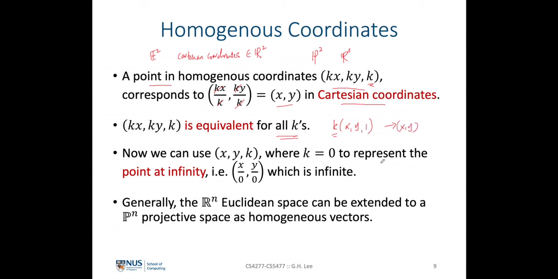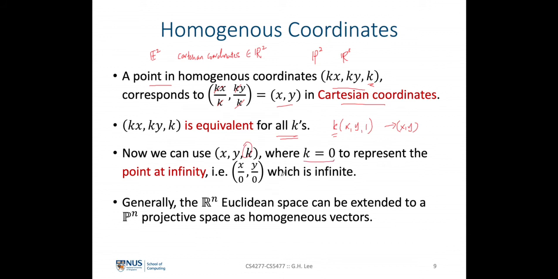Now, we can also use the homogeneous coordinates representation, these three numbers, to represent a 2D point at infinity, by simply setting the third value, k, equal to 0.